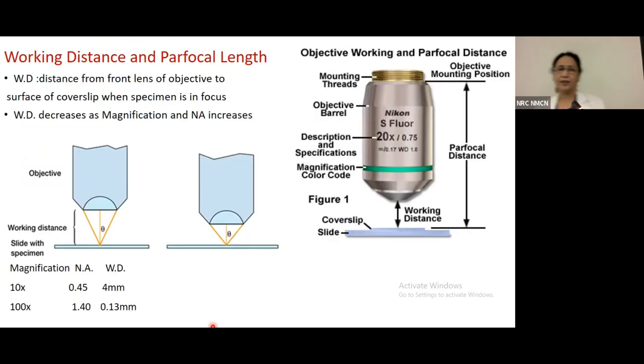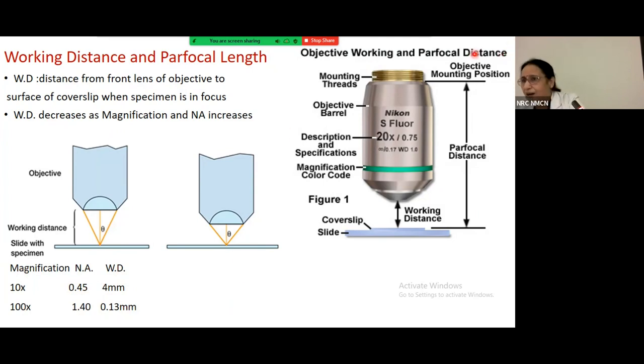Then there is another terminology which is called working distance and parfocal length. The working distance is the distance from the lens of the objective to the surface of the cover slip when the specimen is in focus. This working distance decreases as magnification and NA increase. For example, here you can see in 10x, numerical aperture is 0.45 and working distance is 4 millimeter. But when it has increased to 100x, NA is 1.4 and working distance is greatly reduced.